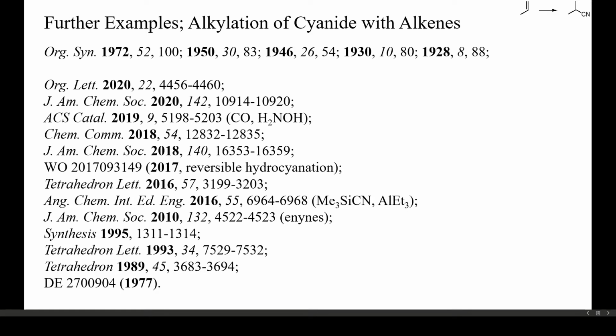The next and last video of this playlist is about the alkylation of cyanide with aldehydes or ketones, that is, the preparation of cyanohydrines. These products are important intermediates for the preparation of alpha-hydroxy or alpha-amino acids.